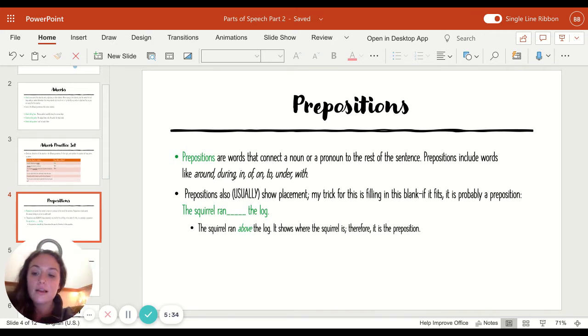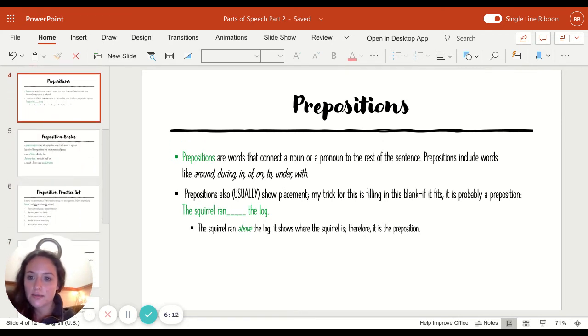The squirrel ran below the log. Also a preposition. Around the log. Near the log. Okay? So those are all prepositions. They show placement. And then there are some prepositions like of, from, to, with, and a couple of other ones that don't fit into that placement category. And I will, in the classroom materials folder, put a cheat sheet for prepositions if you need it. I'll also stick it in today's folder. All right? And just have a list of all the common prepositions.